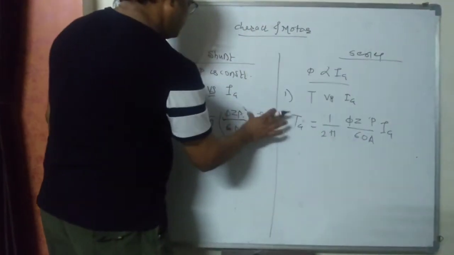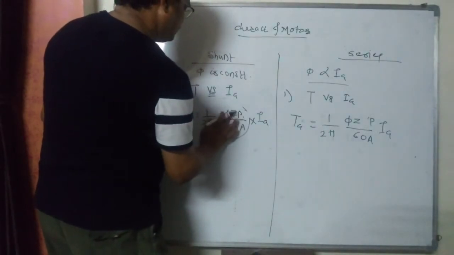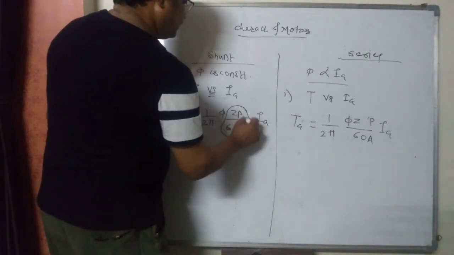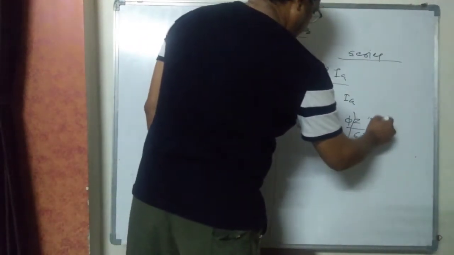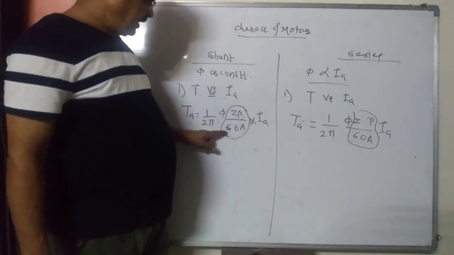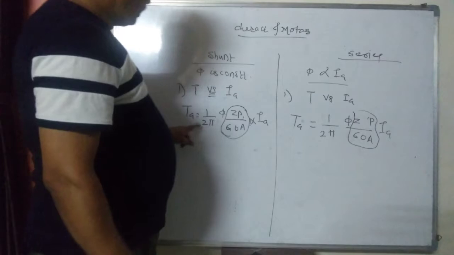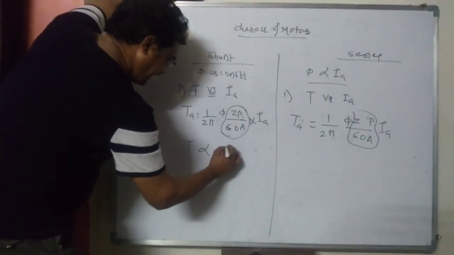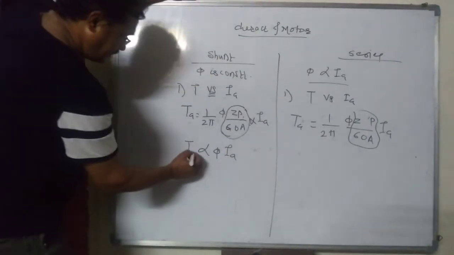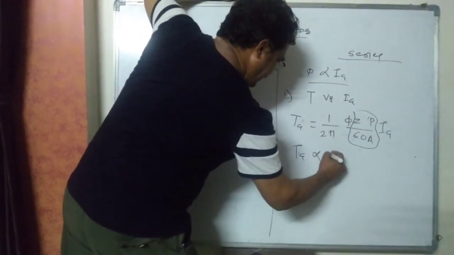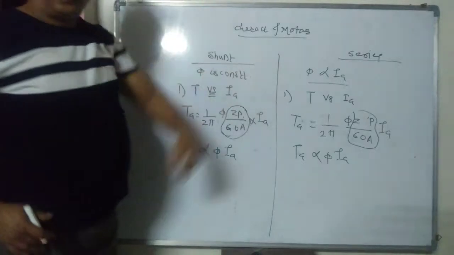This is constant and this is constant. Number of conductors, number of poles, number of parallel paths 60, this is constant. 1 upon 2 pi is also constant. So we can write T is proportional to phi Ia, since this and this quantity are constant. Ta is proportional to phi Ia, right?